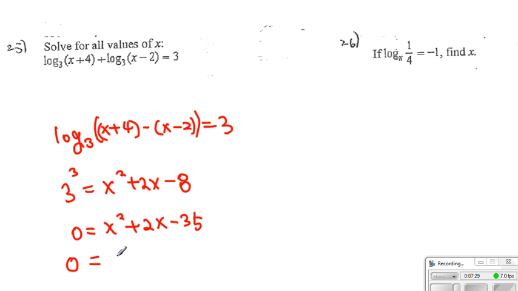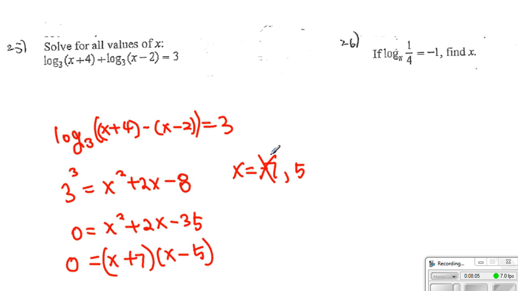We can simply factor this. We have x plus 7 times x minus 5. Then x can be equal to negative 7 or positive 5. But notice, if x were negative 7, we would end up having negative values within the logarithms, and that's not part of the defined logarithm values. Within the log, only positive values are allowed. Therefore, negative 7 has to be cancelled out.